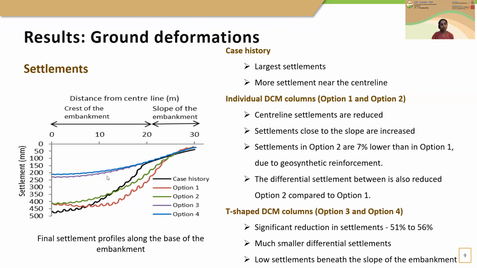A great improvement was observed when we improved the embankment using T-shaped DCM columns. As you can see here in the purple line and blue line, the settlements are much less, even beneath the slope of the embankment. The differential settlements are smaller irrespective of whether the geosynthetic reinforcement was used or not. This reduction in settlement was more than 50% compared to the original case.